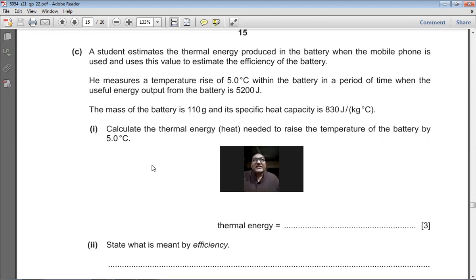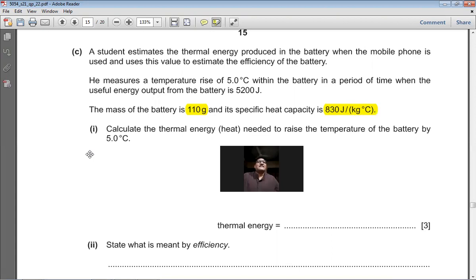C, specific heat capacity, is 830 joules per kg per degree centigrade. M is 110 gram, but there's a problem. If you look carefully, the mass is 110 gram, its unit is gram, but the unit of the mass used in the specific heat capacity is kg. So what I need to do is convert this grams into kg. So this is a 3 marks numerical.